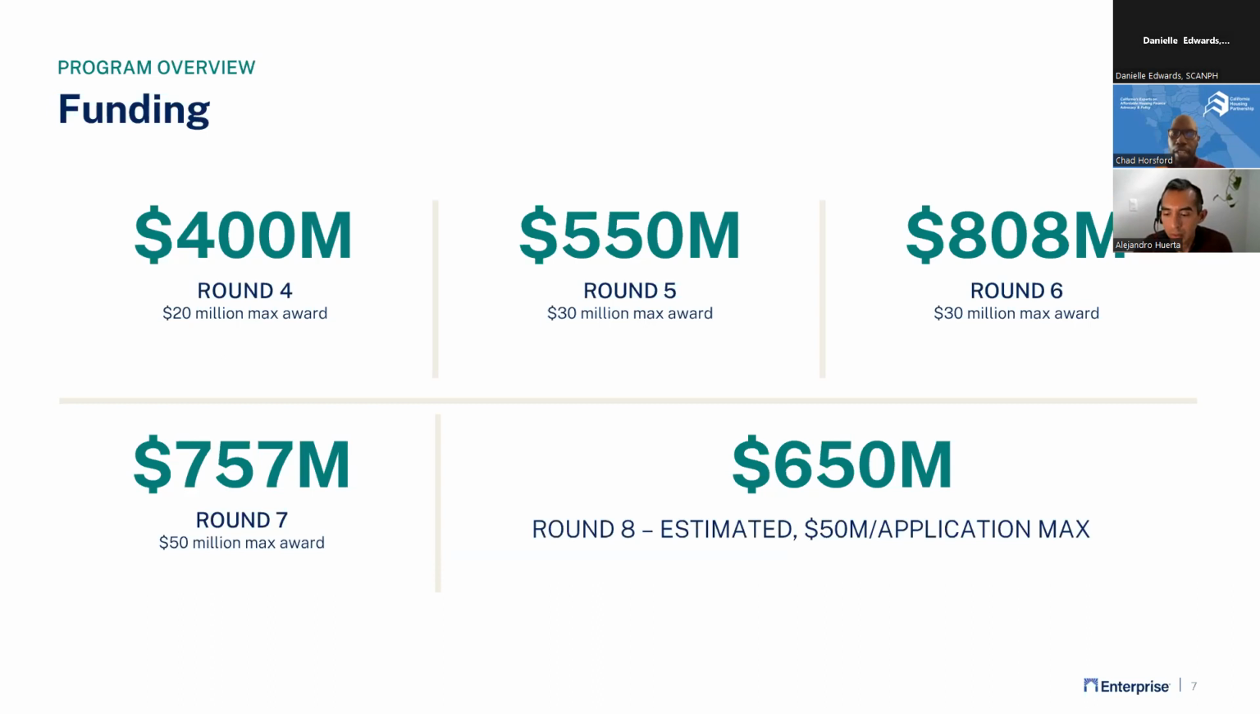For AHSC round 8, which is the round that is going to be out soon, we're estimating approximately $650 million available in funding. And again, just to reiterate, that's for a combination of the affordable housing development as well as transportation components. As in the last round, the maximum per application is going to be 50 million per application.